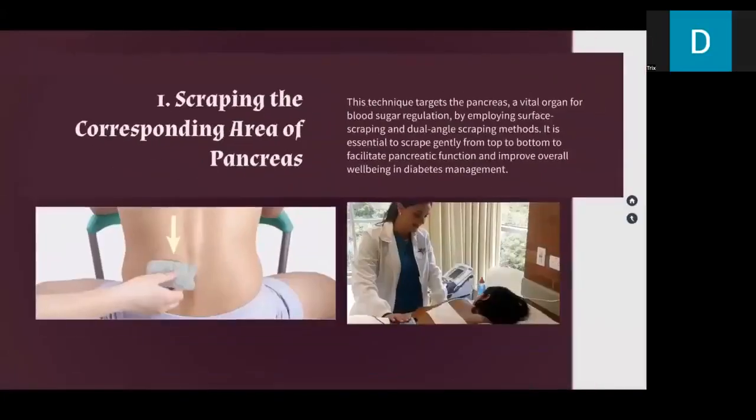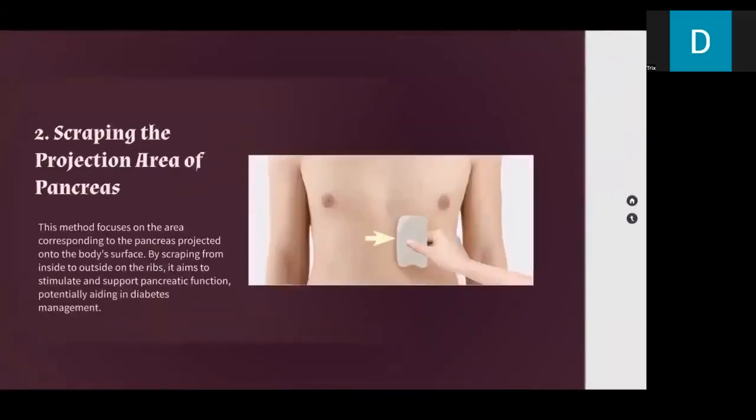Scraping the corresponding area of pancreas. This technique targets the pancreas, a vital organ for blood sugar regulation. By employing surface scraping and dual angle scraping methods, it is essential to scrape gently from top to bottom to facilitate pancreatic function and improve overall well-being in diabetes management.